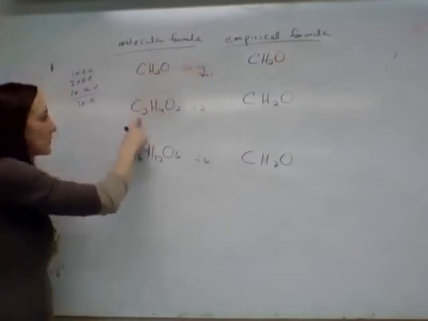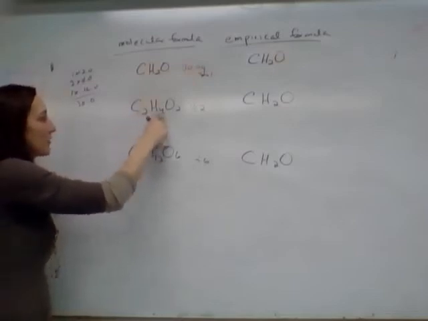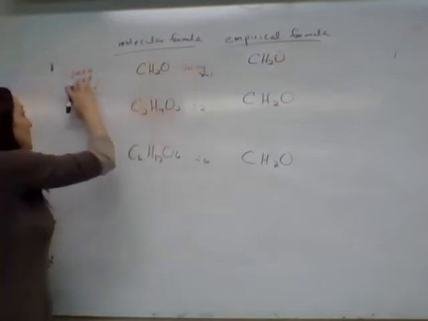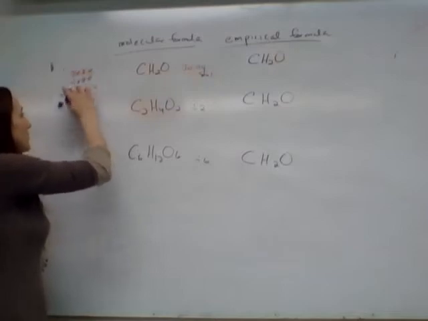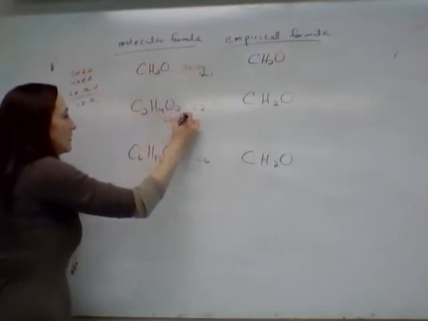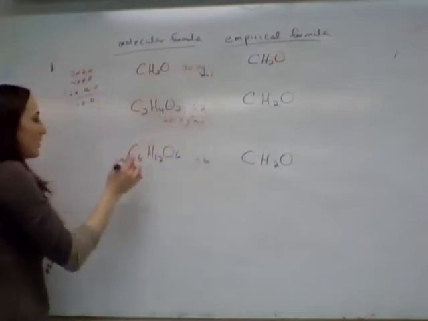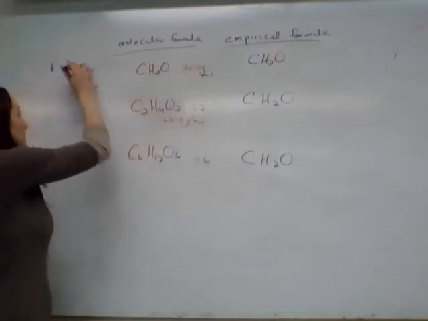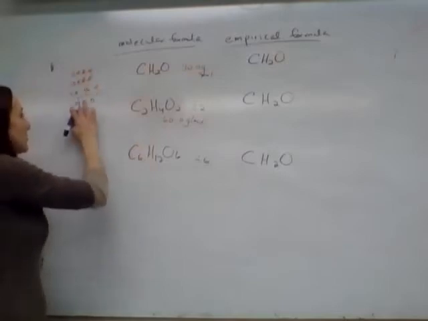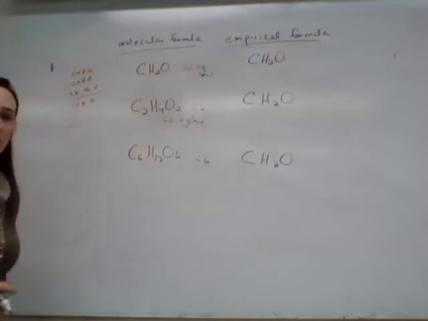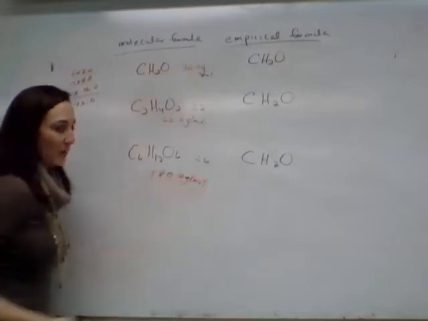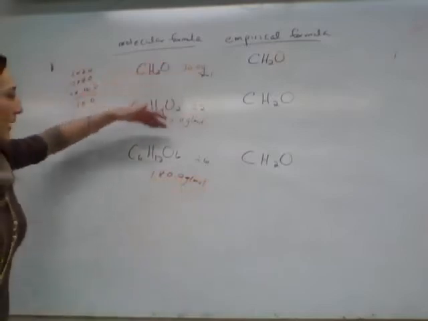If I do the same thing for this, I've got 2 carbons, 4 hydrogens, 2 oxygens. So I would have 2 times 12, 4 times 1, and 2 times 16. That all adds up to 60 grams per mole. And then if I do the same thing for this one, I've got 6 carbons, 12 hydrogens, 6 oxygens, and that all adds up to 180. Again, I went through that kind of quickly, but you can check the math if you don't believe me. So notice these are the molar masses of each of these things.